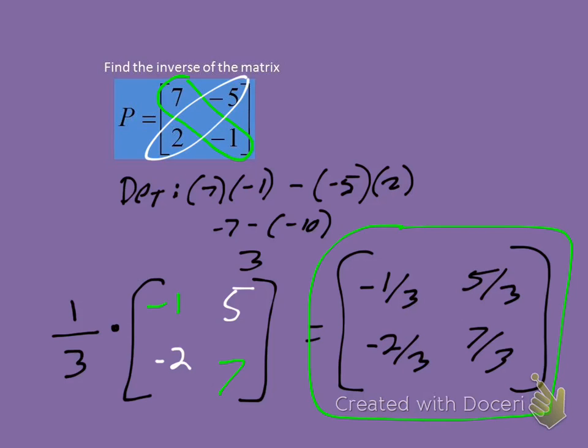That's it. Now, the only catch is that it doesn't show up on this one and won't show up on the next one: you might have to reduce. So say you got 6/3 or 9/3, something like that, you'd have to reduce that. But that's the only real catch. So we have to find the determinant for anything, always.